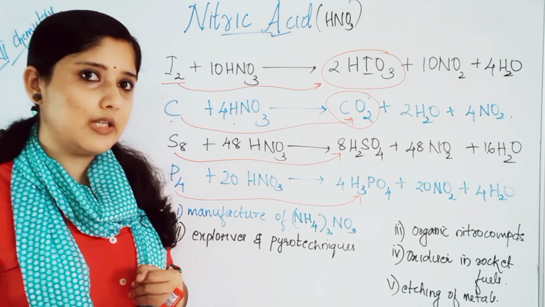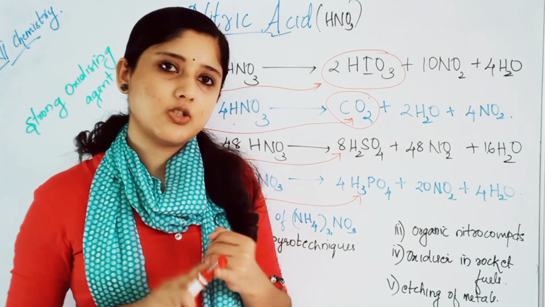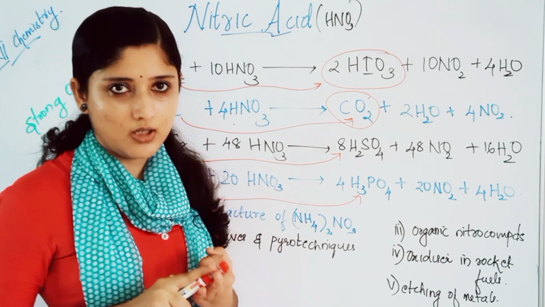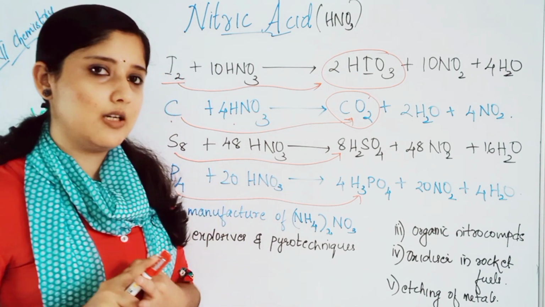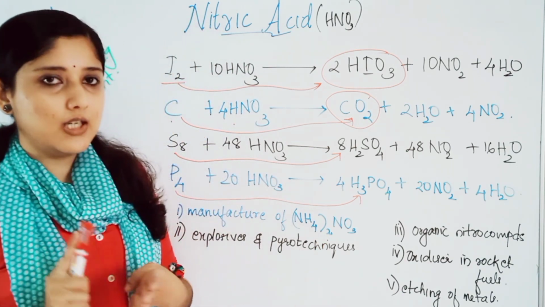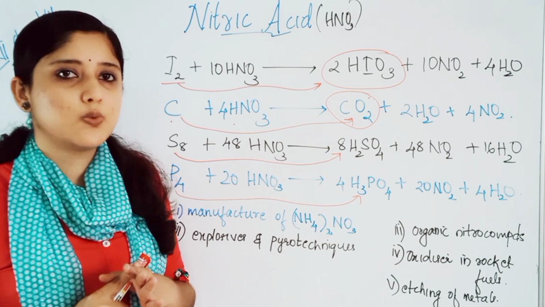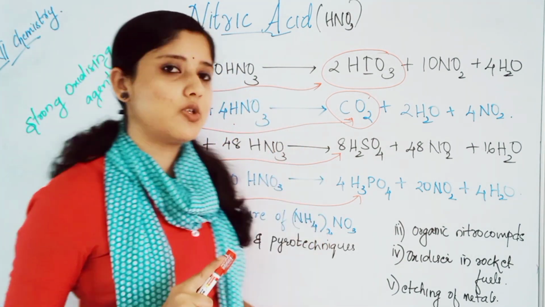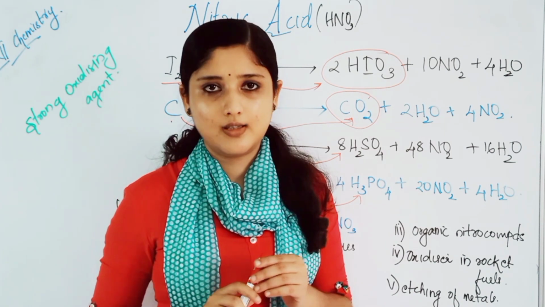Here the main important things are the oxidation reactions of metals and also non-metals, and what the products are. Also the structure of nitric acid in the gaseous state and the preparation methods. The industrial preparation method is Ostwald's process. These are the important points regarding nitric acid.